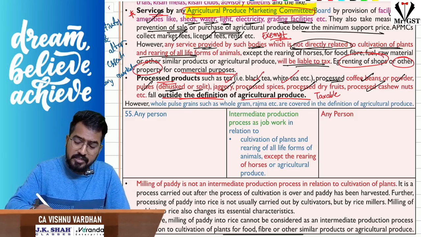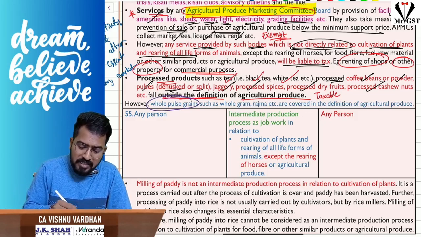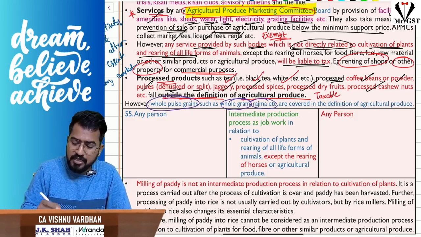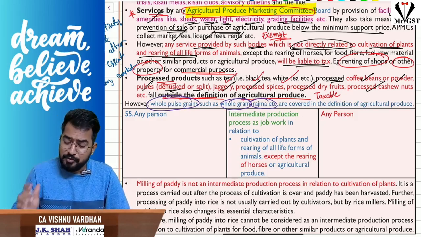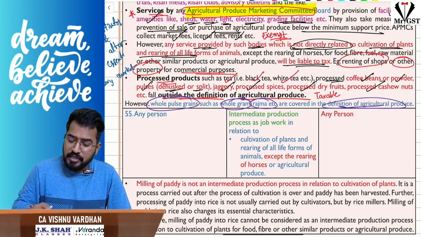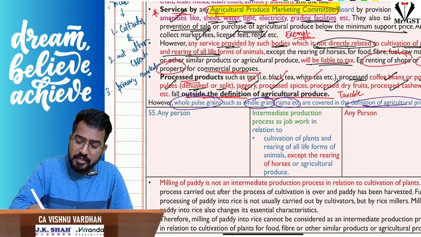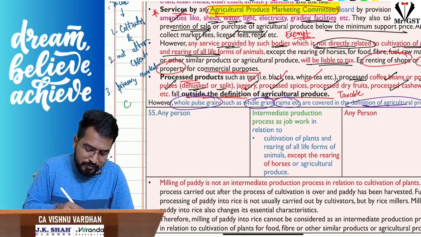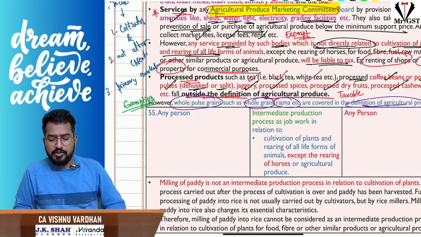Here one interesting thing is, sir, however, whole pulse grains such as whole gram, rajma, I know rajma but I don't know whole gram. If you want, you can just Google it. They are covered under the definition of agricultural produce, so they enjoy the exemption. Okay, so this is the one.